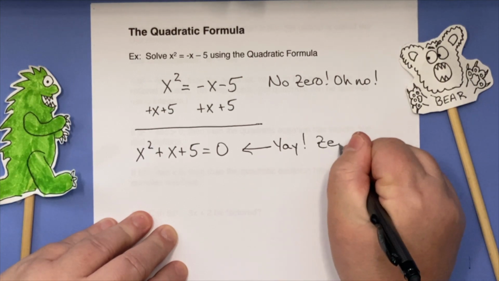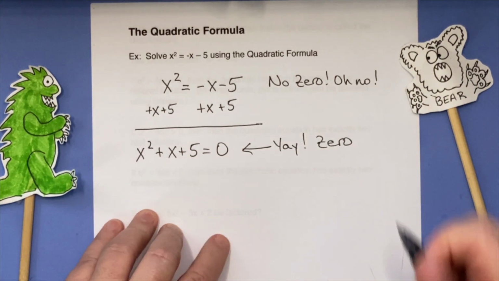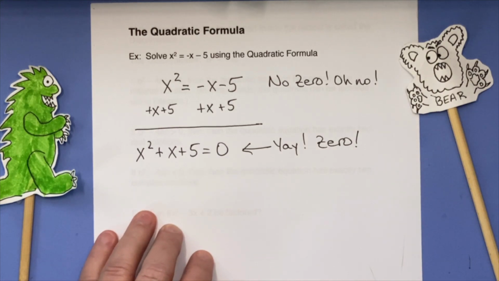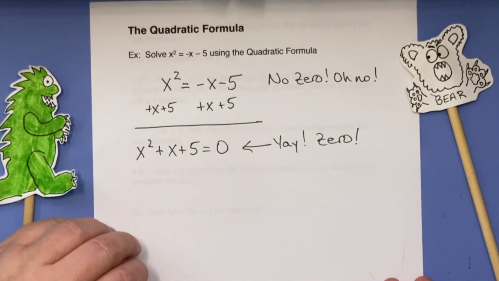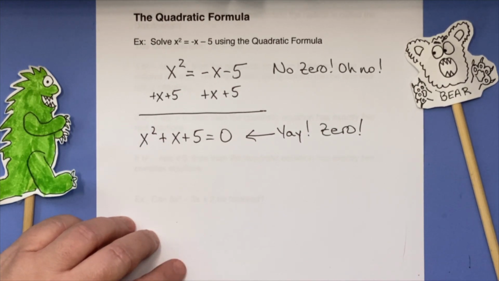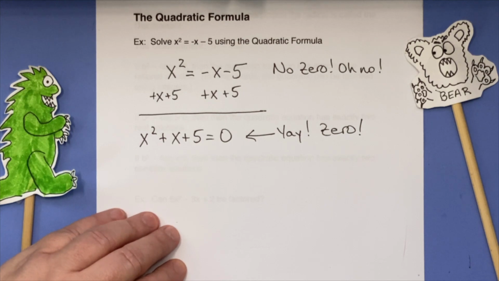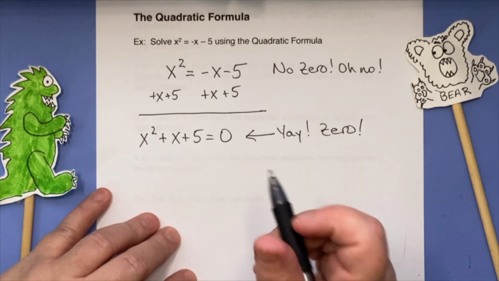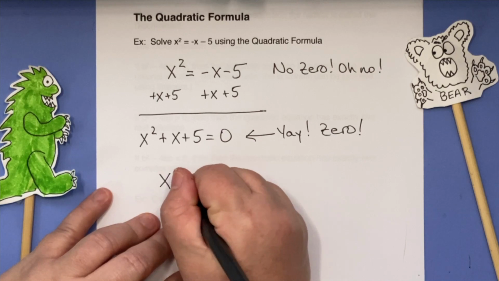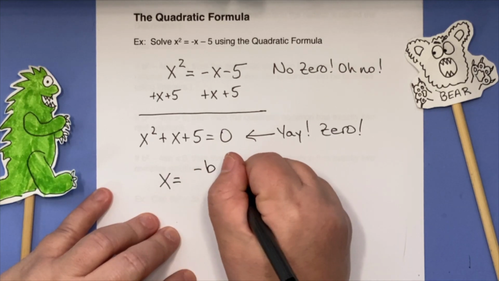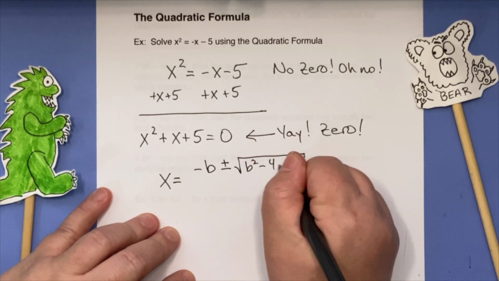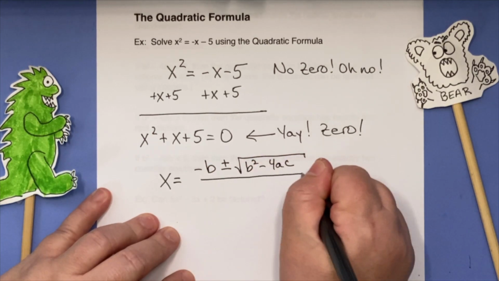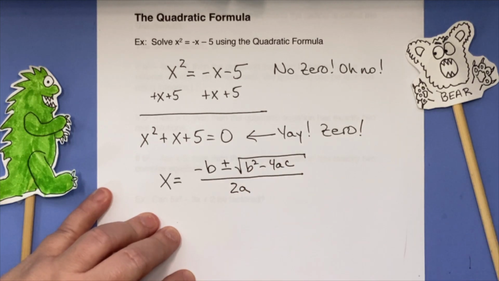And now we've got the 0. The 0 is very important. You need a 0 on one side or you cannot use the formula. Okay, so now let's write out the formula. This is one of the ways you learn it, is by writing it out a million bazillion times. Okay, so I've got x equals the opposite of b plus or minus radical b squared minus 4ac all over 2a.